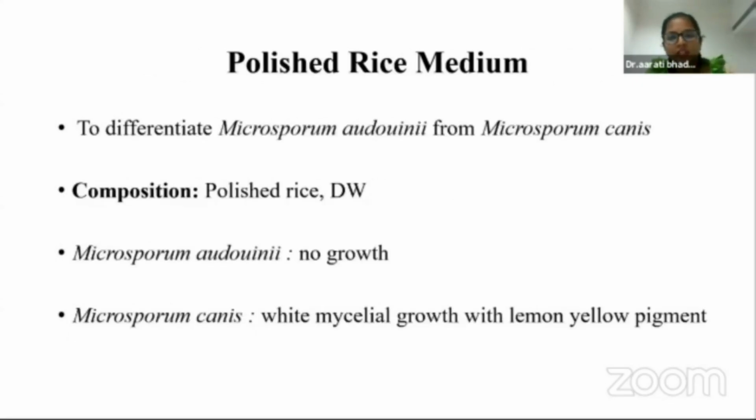Next is polished rice medium. This medium is used to differentiate Microsporum audouinii from Microsporum canis. In Microsporum audouinii there will be no growth on polished rice medium, but M. canis will develop white mycelial growth with lemon yellow pigment.